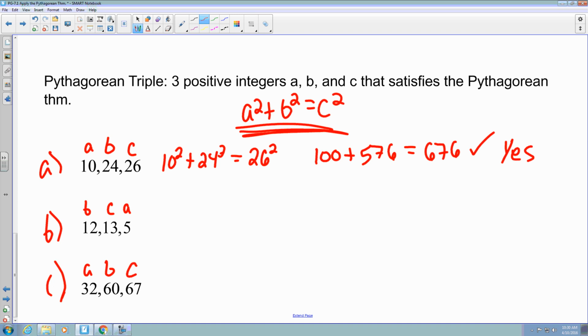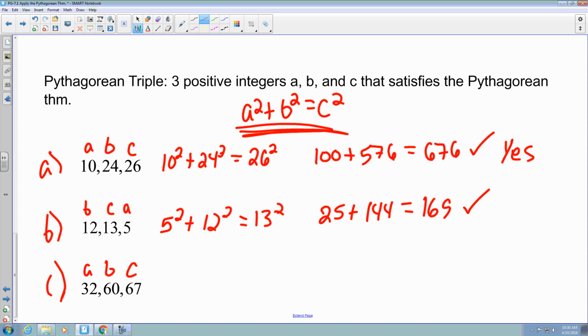I look over here at example B. So I write in 5 squared plus 12 squared equals 13 squared. Square all the values. 5 squared is 25. 12 squared is 144. And 13 squared is 169. So now we have to take 25 added to 144. Does it give us 169? Yes, it does. It does check out. So yes, these sets of values do in fact make a Pythagorean triple.